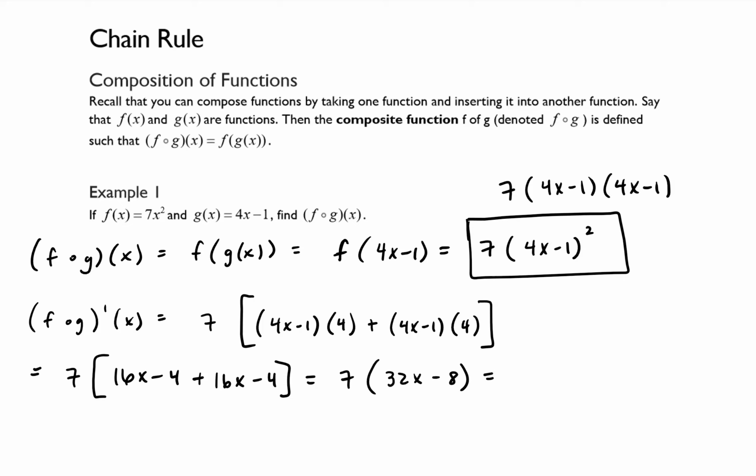And then we can distribute in the 7 if we wanted to. So 32 times 7 is 224, so 224x minus 56. So this is our derivative. But what if we wanted to take the derivative another way? Well, the chain rule helps us do that. So let's take a look at the chain rule.